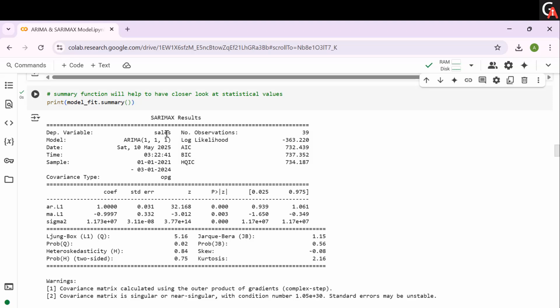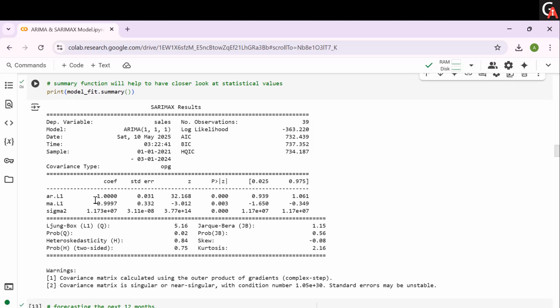Now you can see that these are the results given by the summary function. So the dependent variable is the sales variable on which we have built our model. Then this is the model that is used, that is ARIMA 111. Then here you can see some statistical values of coefficients, standard errors, the z value and the p values. So what is written here? AR L1 and MA L1. AR means autoregressive and L1 means the first lag. MA means moving average and L1 means the first lag. As we have built this ARIMA model with the parameters 1, 1, 1, it is dependent on its previous lag of the AR part and the MA part also. So this is the result that we have got from this ARIMA model.